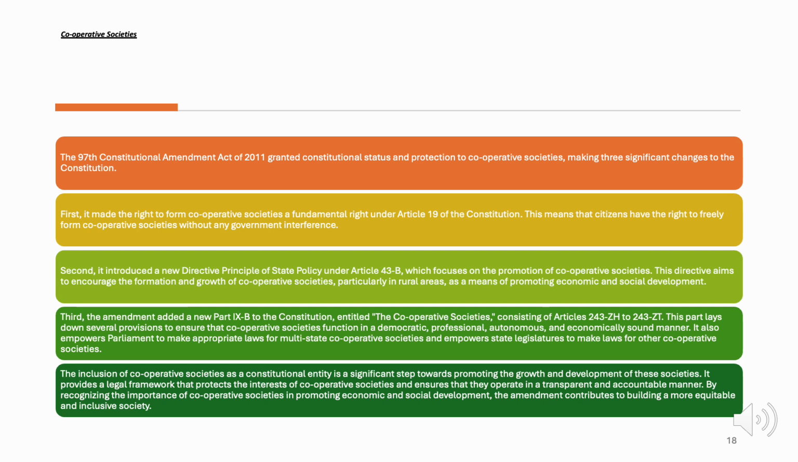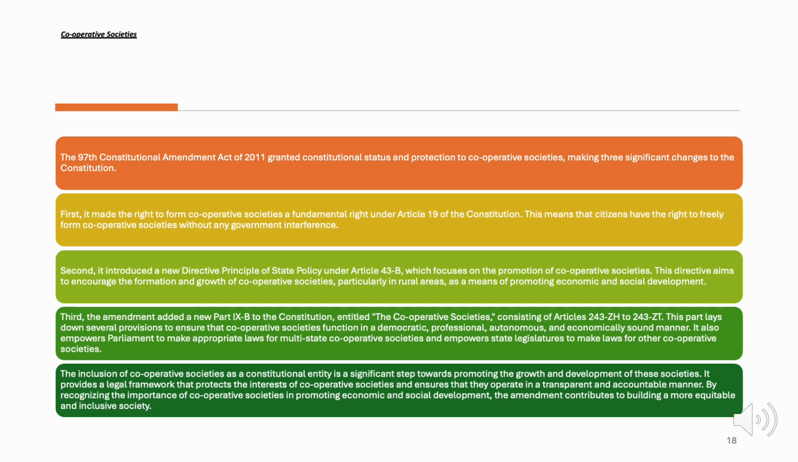Second, it introduced a new directive principle of state policy under Article 43B, which focuses on the promotion of cooperative societies. This directive aims to encourage the formation and growth of cooperative societies, particularly in rural areas, as a means of promoting economic and social development.